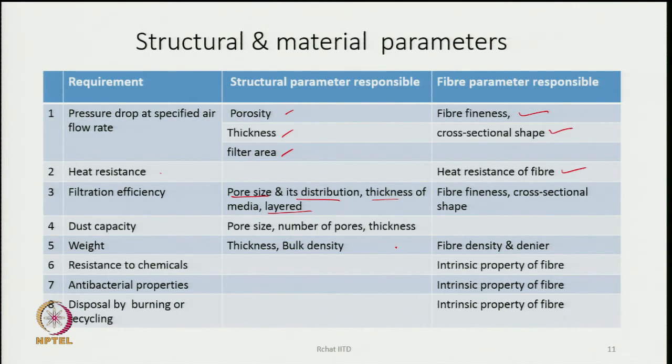So, similarly, now we are writing that if this is the requirement, what are the structural parameters which will be important for this requirement and what could be the fiber parameters which are responsible or which can affect the performance requirements. So, such kind of table is there. So, this is going to also help. Other properties like antibacterial properties depend upon the intrinsic property of the fiber, resistance to chemicals depends on the intrinsic property of the fibers.